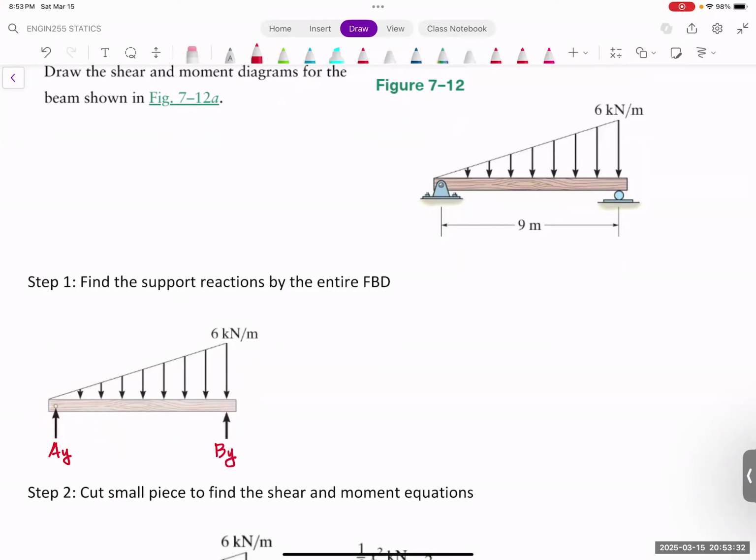And even though there's an AX, we know there's nothing else, so this is going to be equal to 0. So we can kind of discard this one.